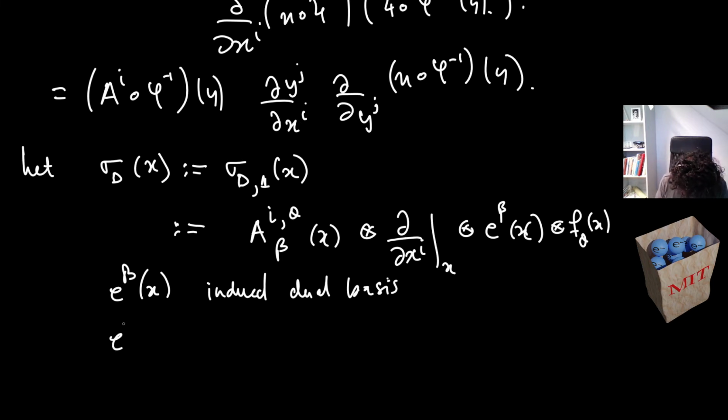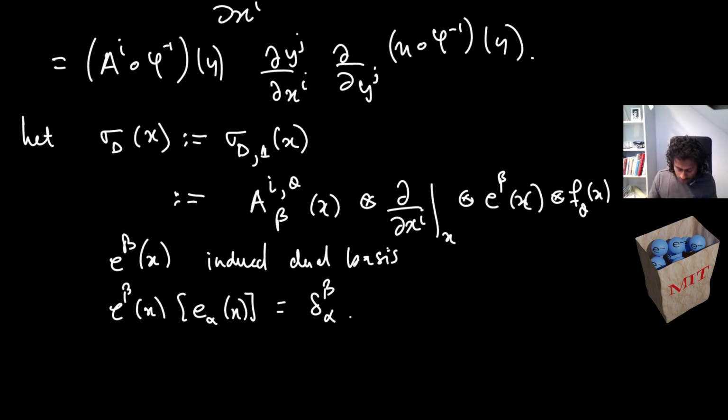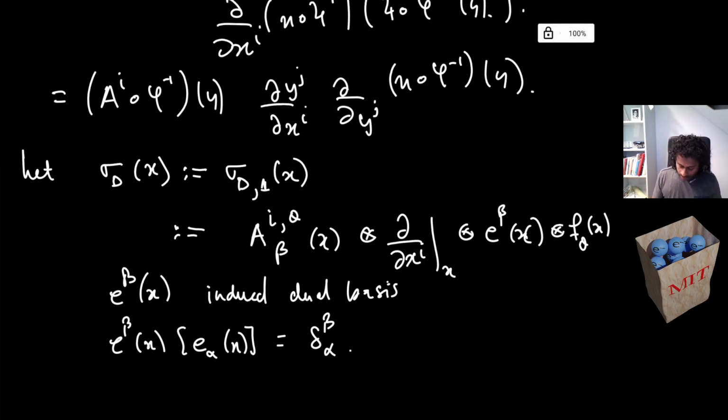Namely, e beta x eating e alpha x is the Kronecker delta. Okay, so by this calculation, what this really shows is that this top order object is well defined, and it behaves in a tensorial way, right?